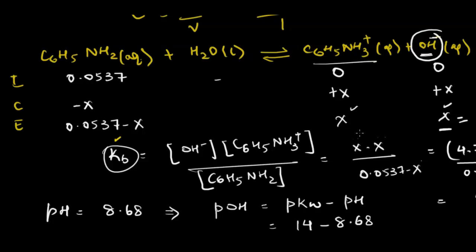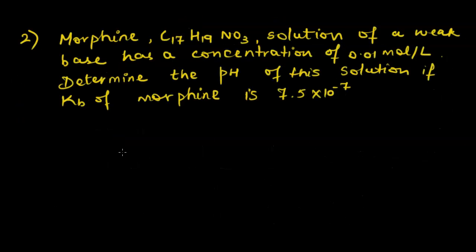Similarly, we can find out pH when we're given the Kb value. Let's take that example as well. Let's say we are given morphine, that is C17H19NO3 solution, which is a solution of a weak base, has a concentration of this. Determine the pH of the solution if Kb for morphine is given to us as this.